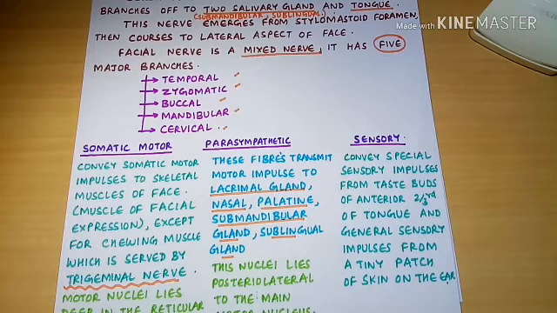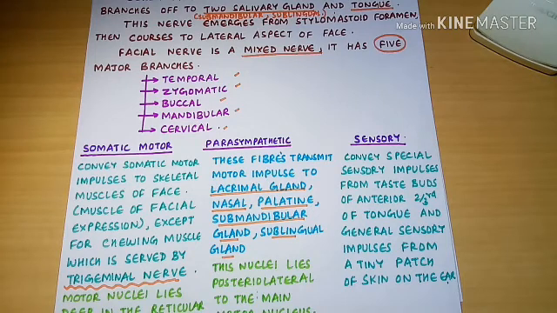Today's part of the video will be covering the remaining section of the facial nerve. In the previous section, we covered that the facial nerve is a mixed type of nerve, and the five major branches of the facial nerve are the temporal, zygomatic, buccal, mandibular, and cervical. The three principal branches are the greater petrosal nerve, which supplies the lacrimal gland, the nerve to the stapedius, which supplies the stapedius muscle, and the chorda tympani nerve, which supplies the submandibular gland, sublingual gland, and the tongue. So in this part of the video we will cover the remaining section of the facial nerve.